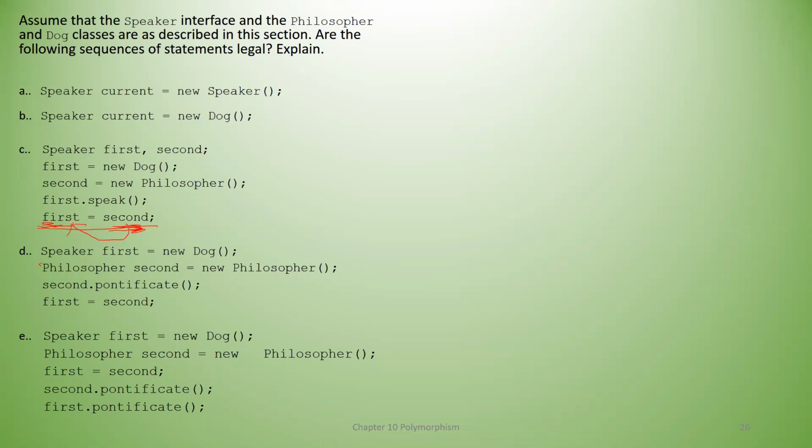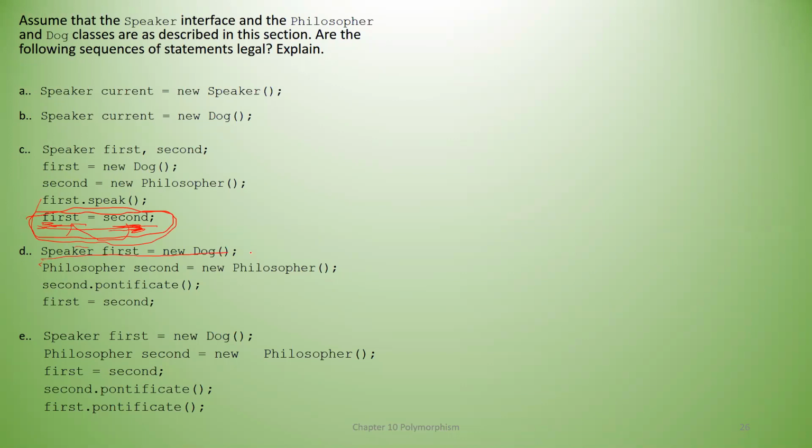So now first is pointing to what? First is pointing to whatever second is pointing to. So first is pointing to philosopher. This is called aliases, if you remember. They are aliases of each other. They are the same reference. Okay, now let's look at this one.